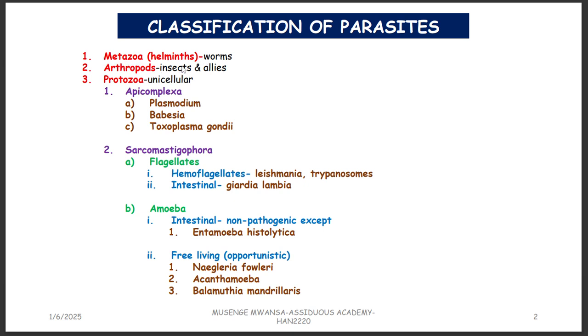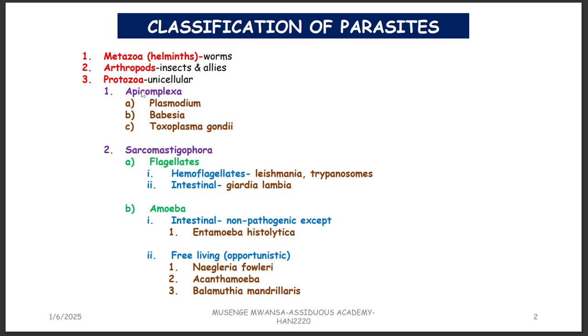You can also study insects that can cause diseases, for example flies and mosquitoes. Those are arthropods. And then you also have protozoa. Protozoa are unicellular organisms. So in today's class, we're talking about Entamoeba histolytica.